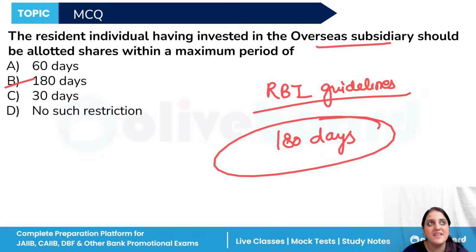NRE is non-resident external and FCNR B is foreign currency non-resident accounts. These are types of bank accounts specifically designed for NRIs, that is non-resident Indians, to manage their foreign income and investments. So the correct answer is option B.